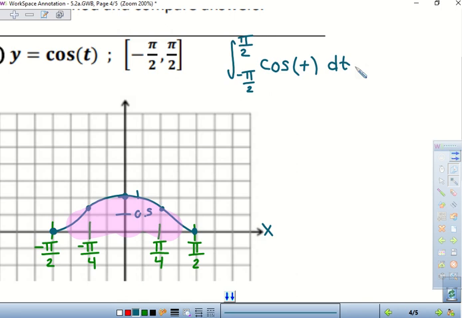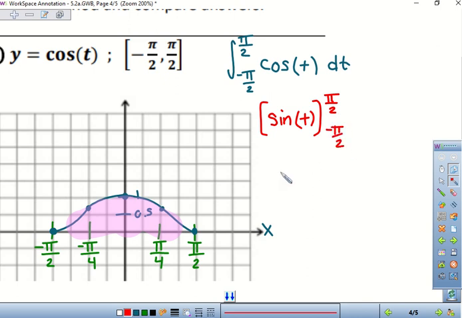Okay. So does anybody remember what the antiderivative of cosine is? Sine. And I'm going to evaluate that from what values? Pi over 2 and negative pi over 2. Good. Pi over 2 to negative pi over 2. So sine of pi over 2 minus sine of negative pi over 2, right?